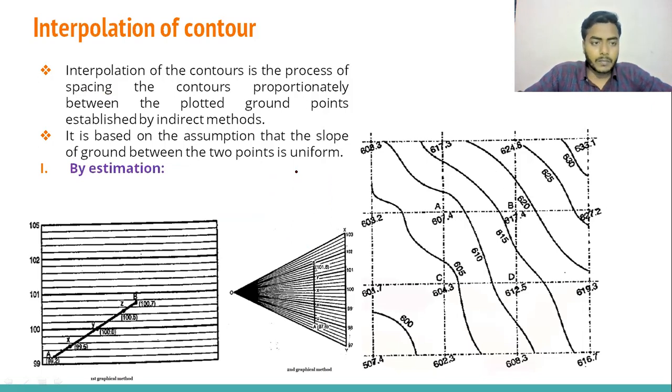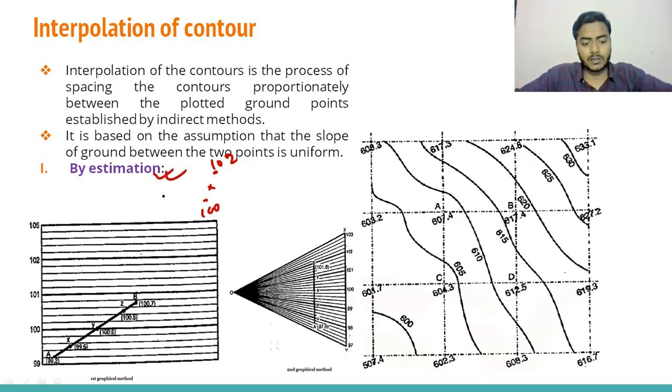Interpolation can be done by 3 methods: by estimation, by arithmetic calculation. So by estimation we can do it for very small work, and very roughly, like, okay, this one is 100 meter, this one is 102 meters. Okay, 101 will come in between here. So no need to do any calculation. By estimation, we are just locating the contour points. So that is called estimation.